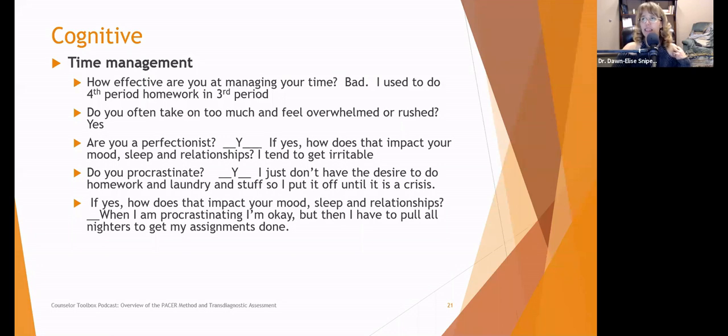Time management. She says she's never been good at managing her time, especially when it comes to school. She used to do 4th period homework in 3rd period. Do you often take on too much and feel overwhelmed or rushed? She says yes. She's one of those people who always thinks that she's got more time than she really has. So she often takes on more tasks than she really has time for.